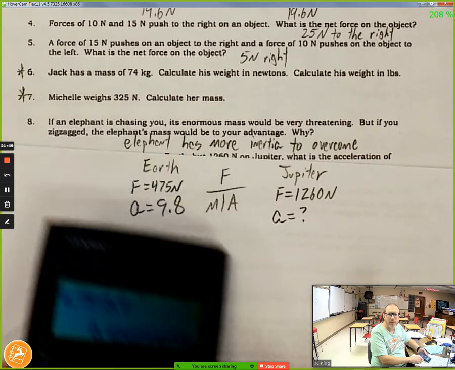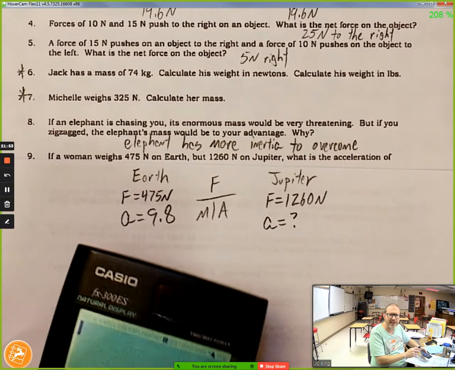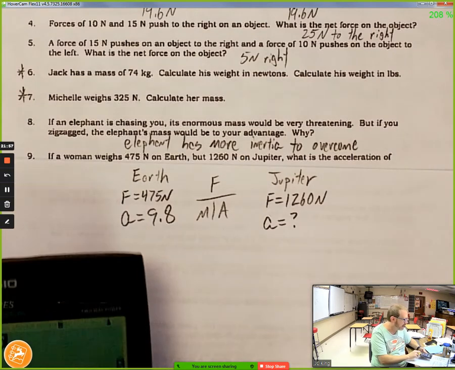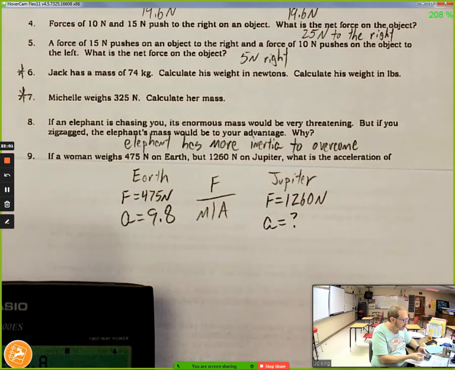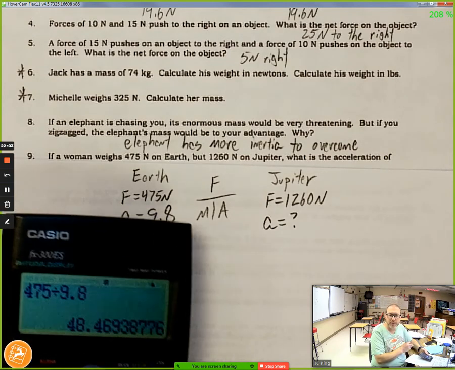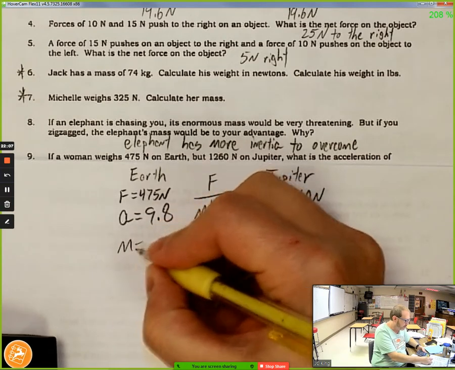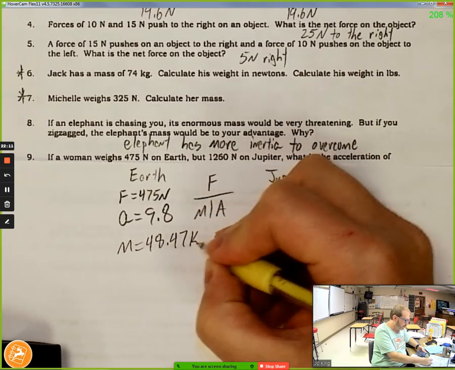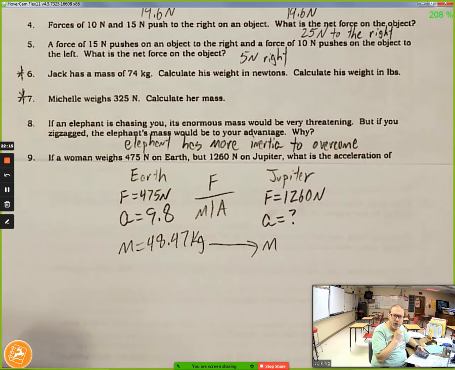Did I do something wrong? Oh, 475, you dingleberry. I was like, this lady is really tiny. Okay, no, actually that's 475 divided by 9.8. So she has a mass of 48.47 kilograms, okay? That's going to be the same as her mass over on Jupiter.